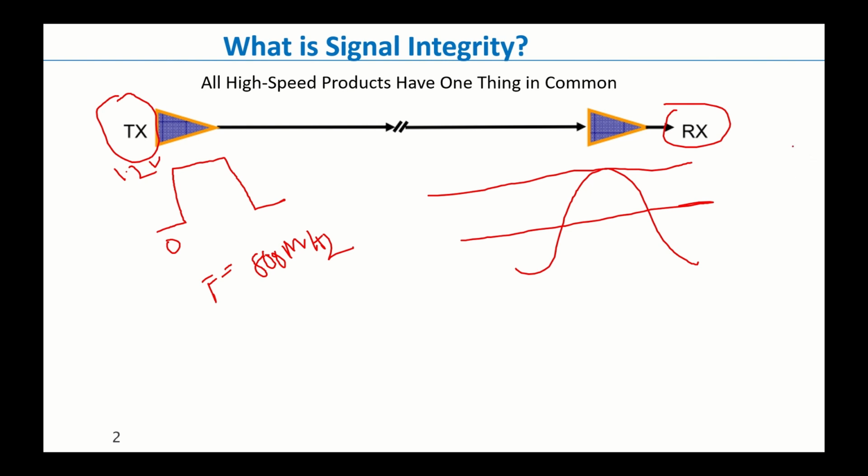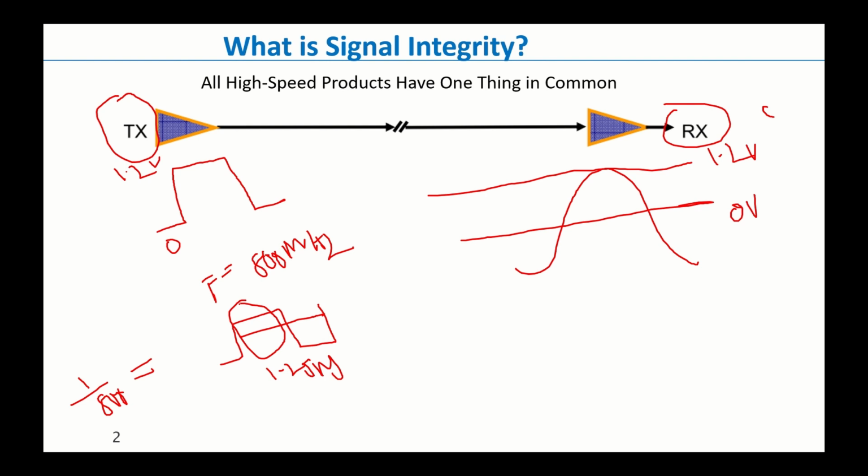So you can see here 0 volt to 1.2 volt is here. Okay, so what is the time period for 800 megahertz? 1 by 800, if you do this math, what time period do you get? 1.25 nanoseconds is the time you're going to get, correct? 1.25 nanoseconds. So what is the unit interval? One unit interval is 1 bit here, right, which is 625 picoseconds, correct?